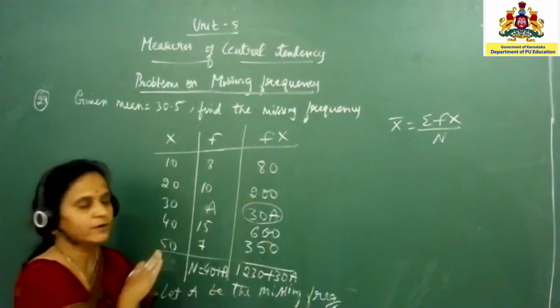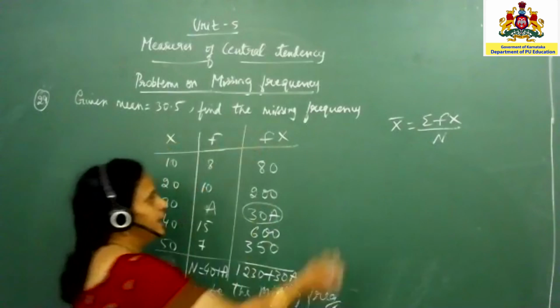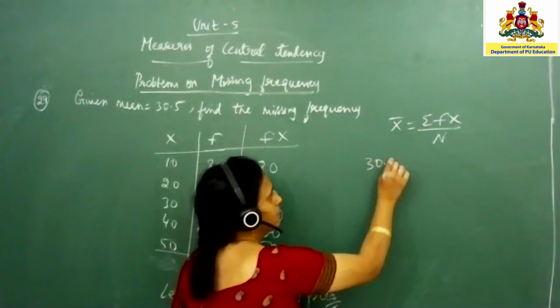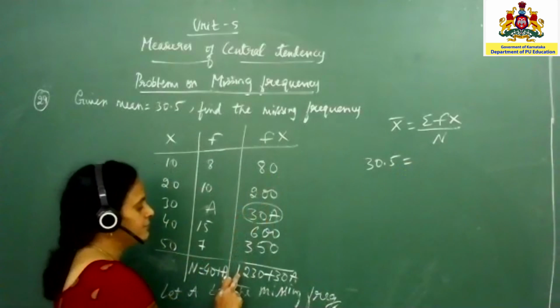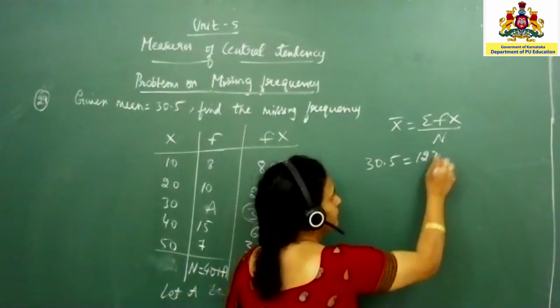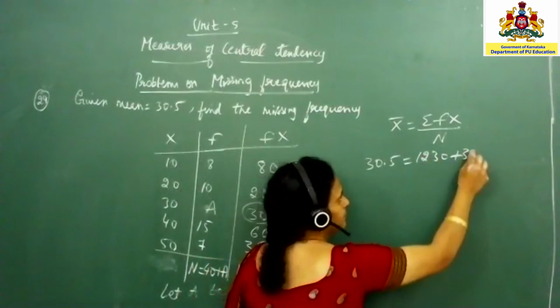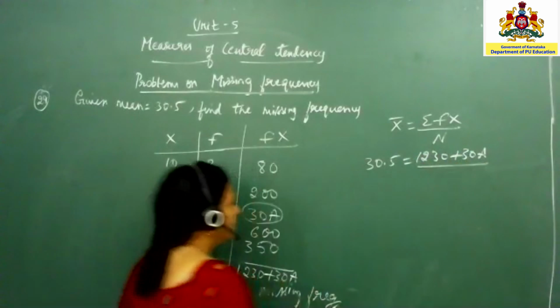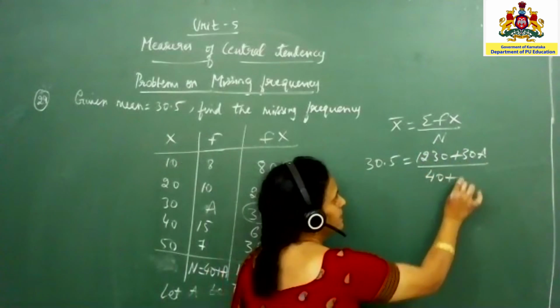So now the table work is over. Now I have to make a substitution. So substitution, x bar is given as 30.5, which is the given data. So summation of x's, you are getting the total as 1230 plus 30A divided by n. N is 40 plus A, and this will be 40 plus A.